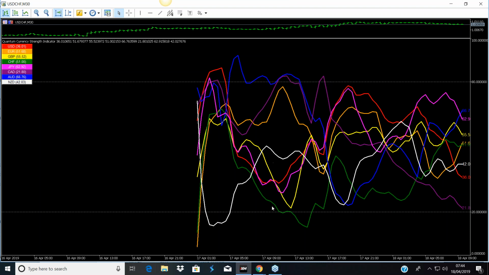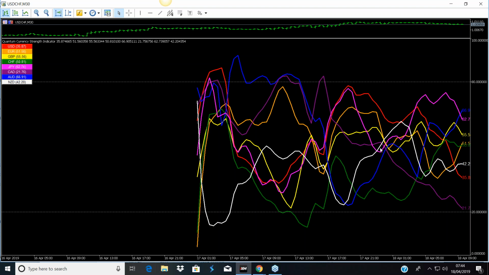It was at this point here, because the CSI, what it does, it deconstructs the market into the individual currencies. So each line is a currency, and we can see whether that currency is being bought or sold heavily or not.